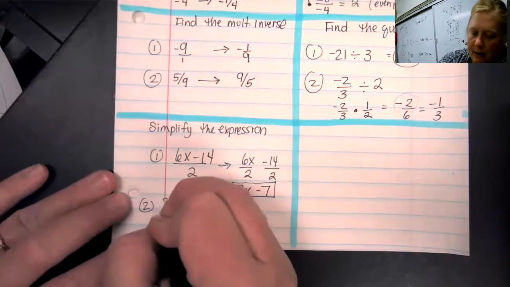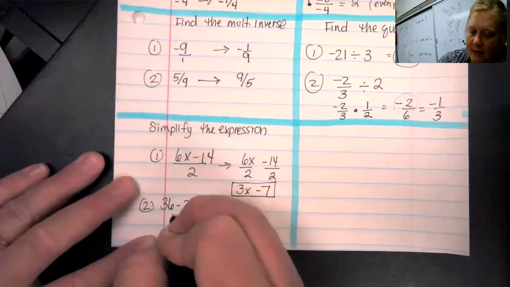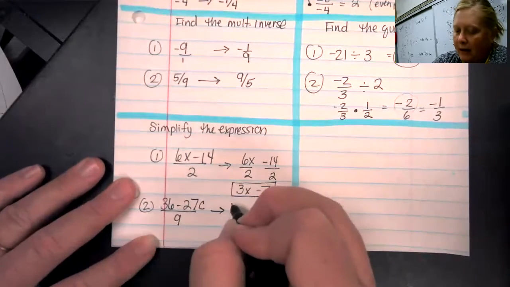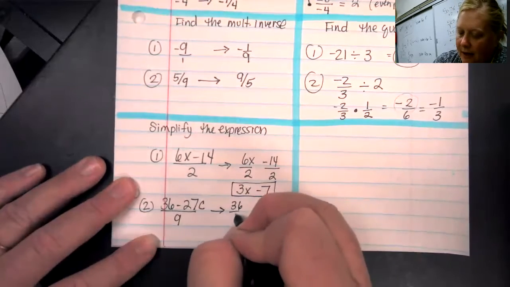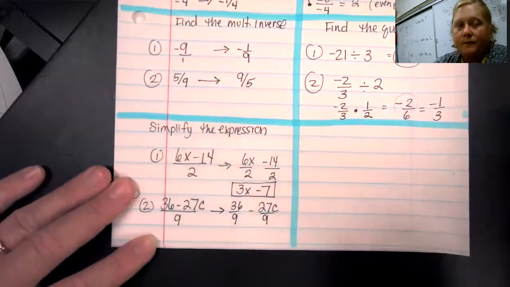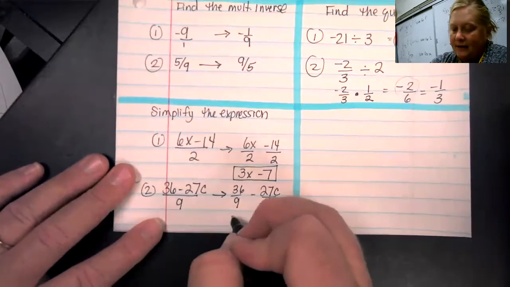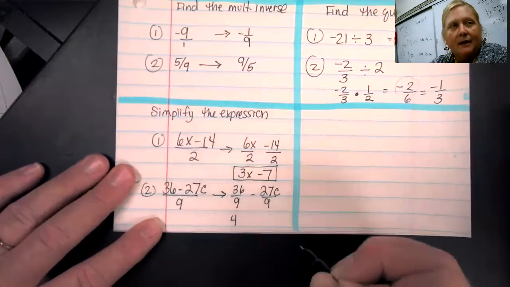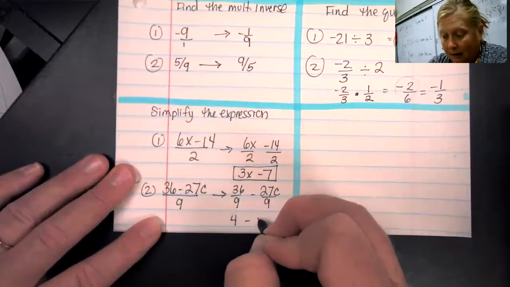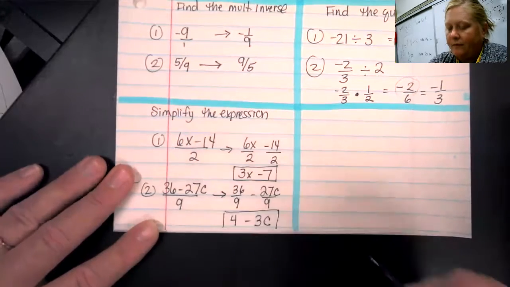All right, you try. 36 minus 27c all over 9. All right, let's rewrite it. 36 over 9 minus 27c over 9. Well, 36 divided by 9 is 4. And a negative 27 divided by 9, that's easy. That will be negative, and it's a 3, and bring the c with you.